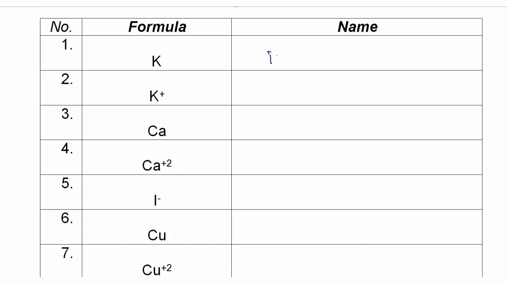K is just potassium. How about K plus? K is in group 1, so its charge has to be fixed. So we don't use Roman numerals. You only use Roman numerals for the transition metals, because remember, their charge can vary. So don't use Roman numerals. So just potassium again.